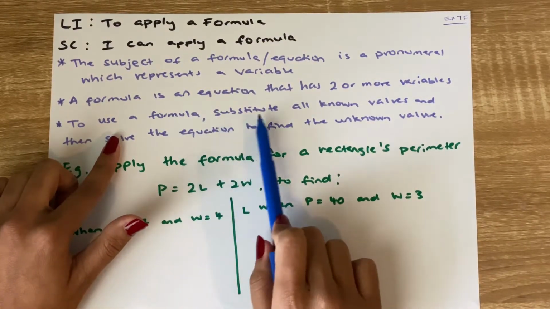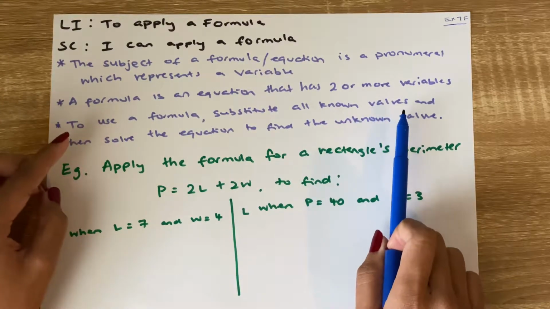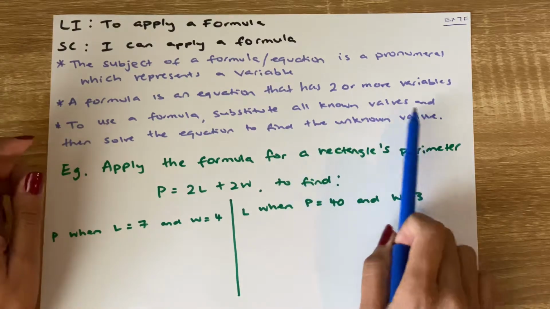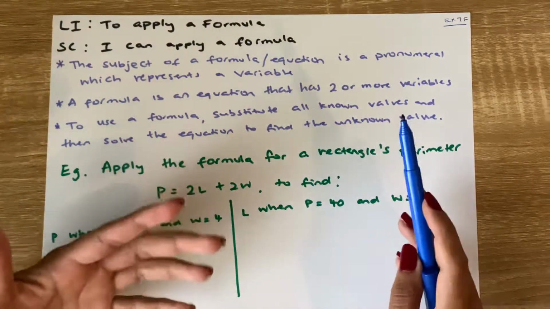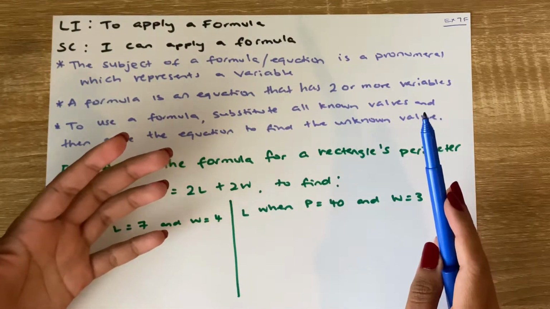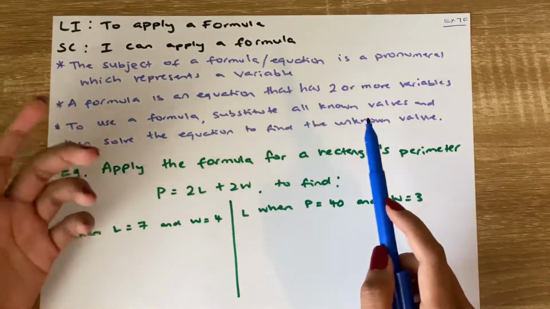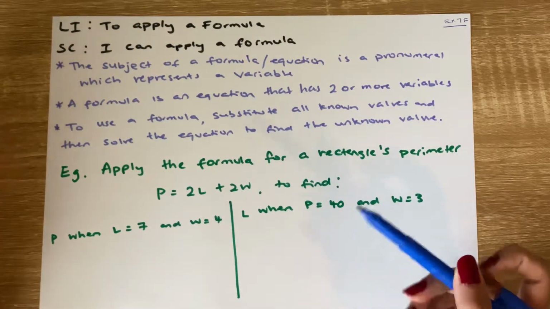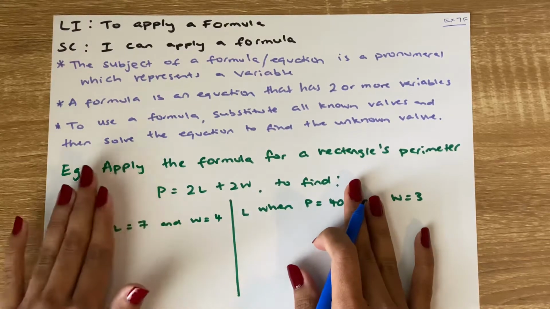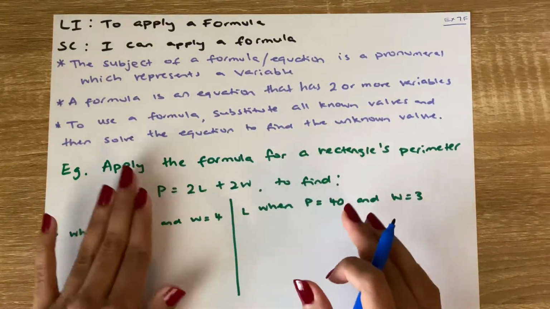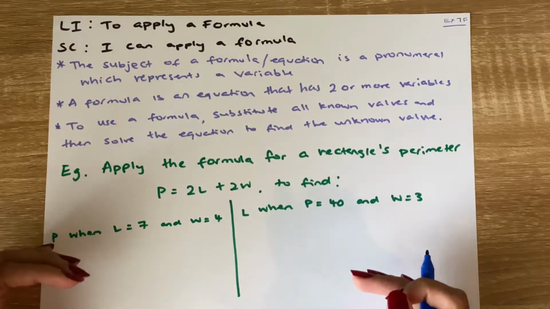To use a formula, what we're doing is substituting all of our known values, and then we're solving the equation to find our unknown values. We're going to know or be told that certain things represent certain numbers, and then we are going to be asked to find an unknown value. To find that unknown value, we have to use our knowledge of solving equations that we've been working on over the last few videos. I'm just going to run through an example today.